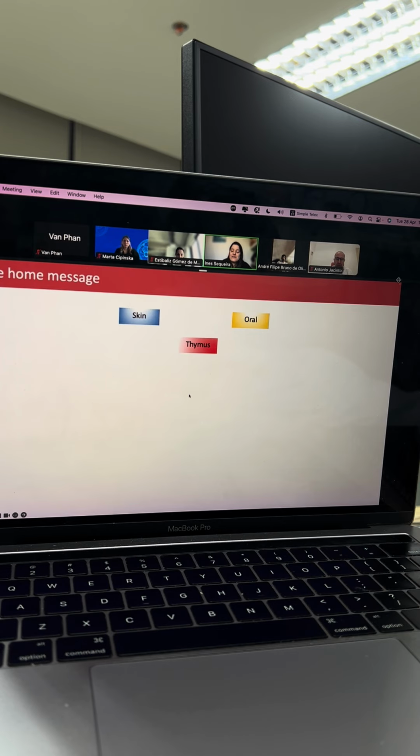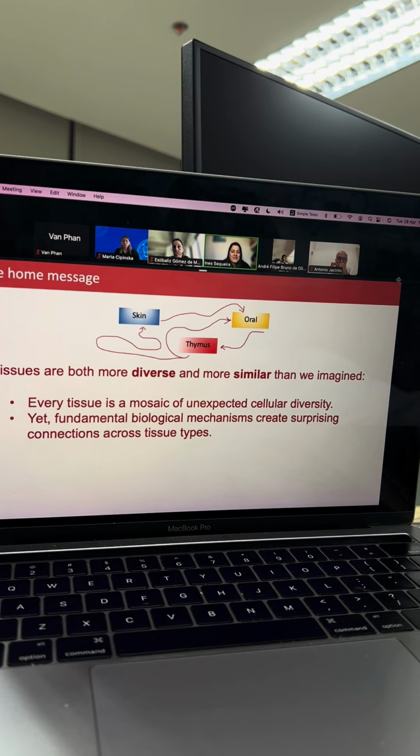So as the take-home message from these 3-in-1 projects that have been developed in my lab and throughout my career as well, we started by looking at the skin and that led us into the oral mucosa, really understanding how the oral mucosa works to support skin regeneration. And that led us into thymus biology unexpectedly. But ultimately, what was more interesting is that this study on thymus and keratin 76 in the thymus really led us back to skin and to oral mucosa. So these tissues are both very diverse and much more similar than we imagined.